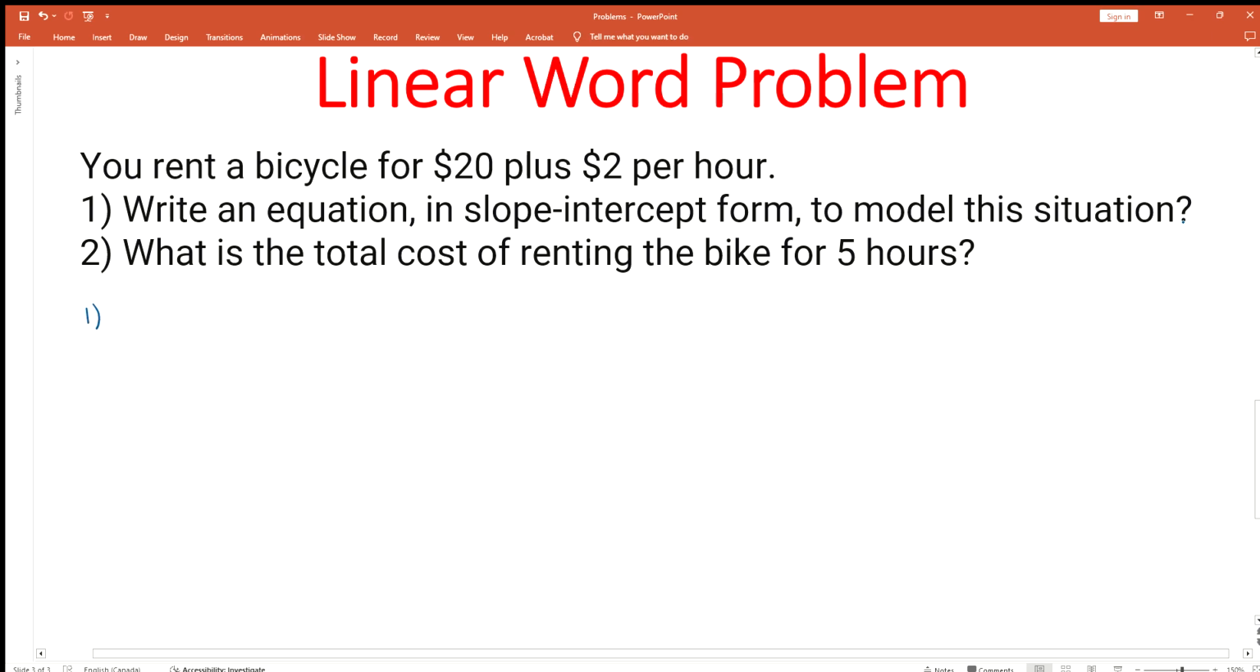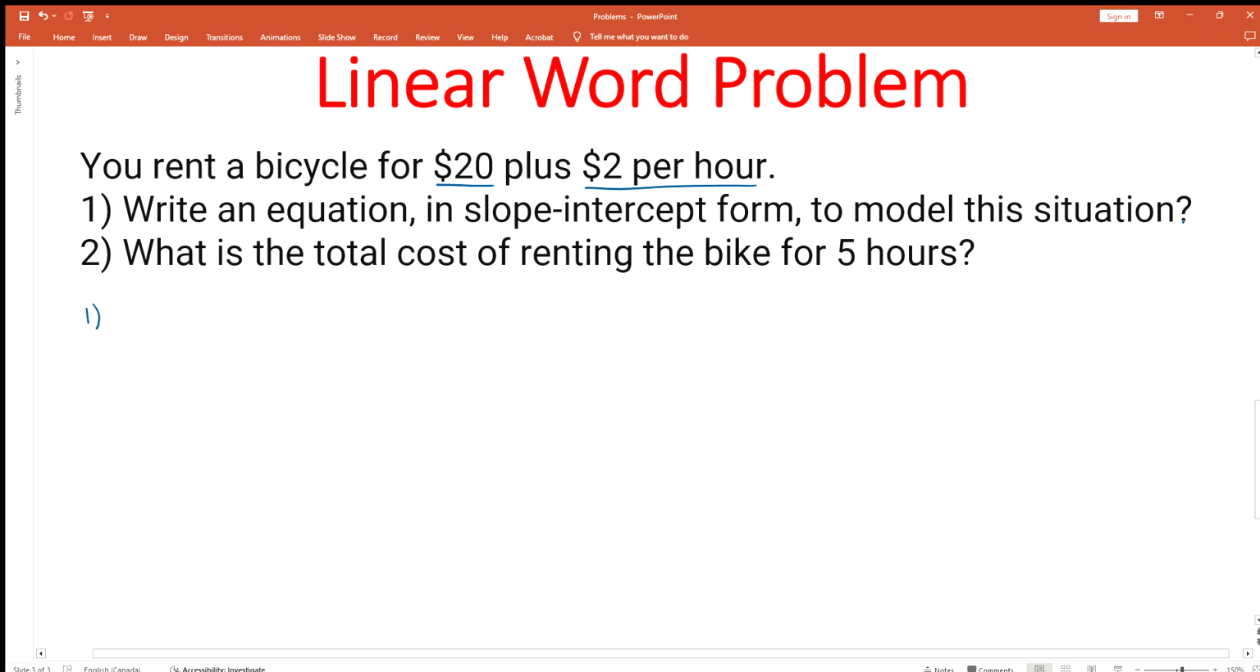As per the problem, there are two types of costs associated with renting the bicycle. One is the $20, which is a fixed cost, and the other one is $2 per hour, which is a variable cost. The more hours we rent the bike for, the more we have to pay. But the $20 cost is a fixed cost.